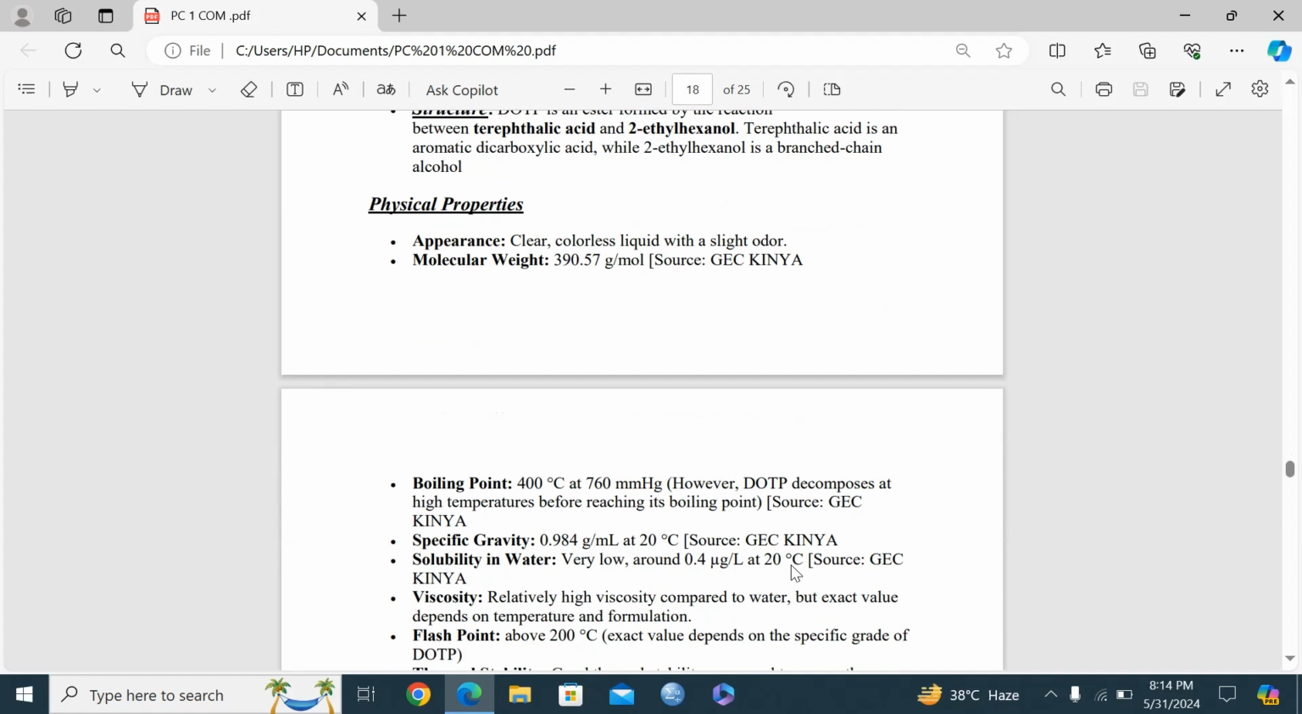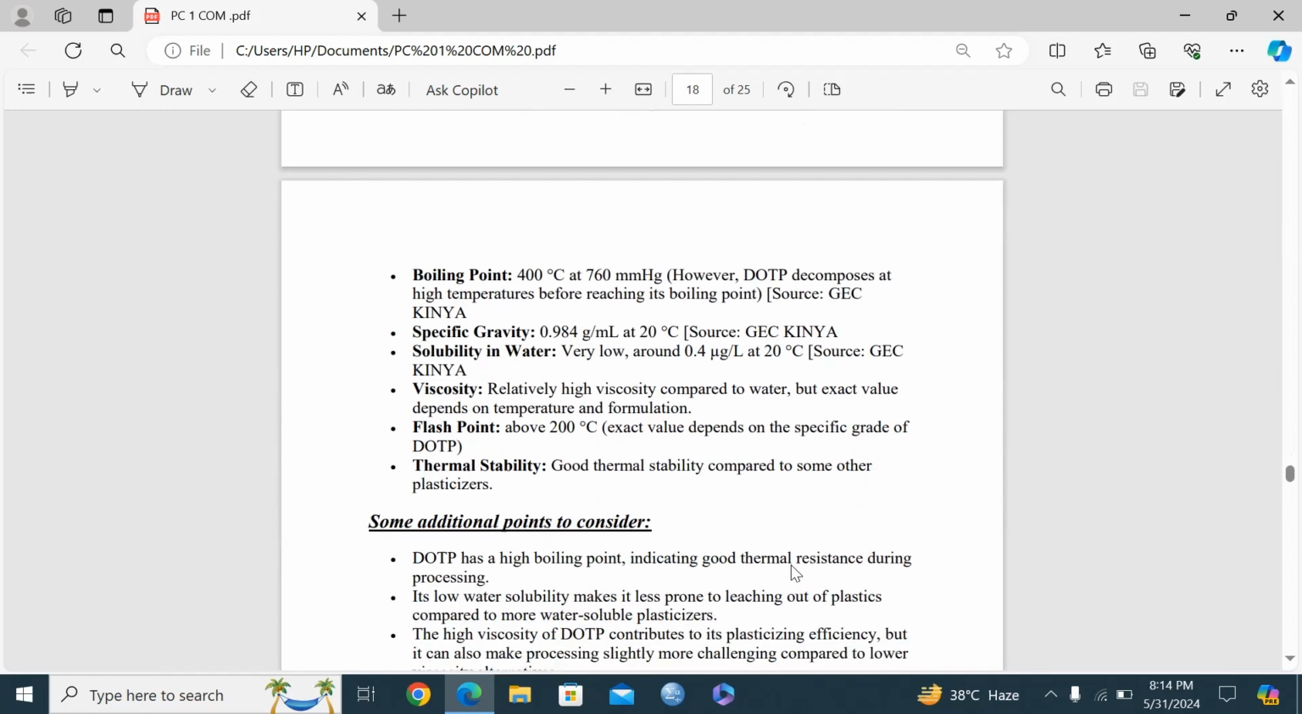Physical properties. Appearance: a clear, colorless liquid with a slight odor. Molecular weight 390.57, boiling point 400 degrees Celsius at 760 millimeters Hg. Specific gravity 0.984. Solubility in water is very low, around 0.4. Viscosity is relatively high compared to water, but the exact value depends on temperature and formulation. Flash point above 200 degrees Celsius. Thermal stability: good thermal stability compared to some other plasticizers.